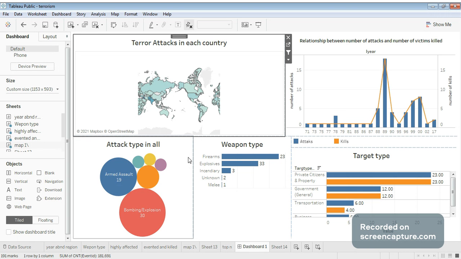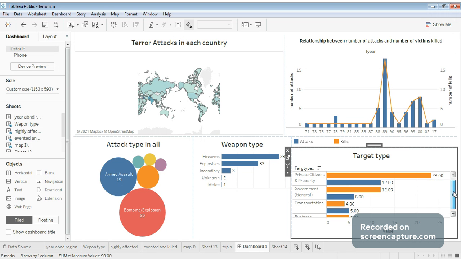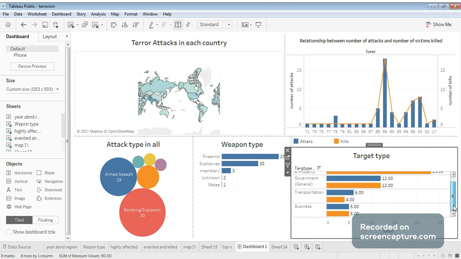Third one is attack type. Fourth one is weapon type, and the fifth one is target type. Target type as in private citizens, military, government, and if there are other losses, businesses, whatever.